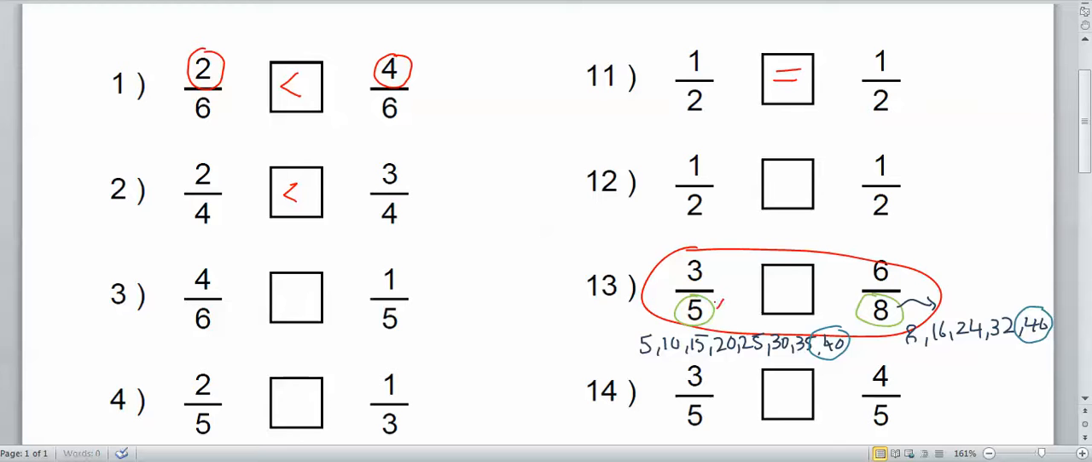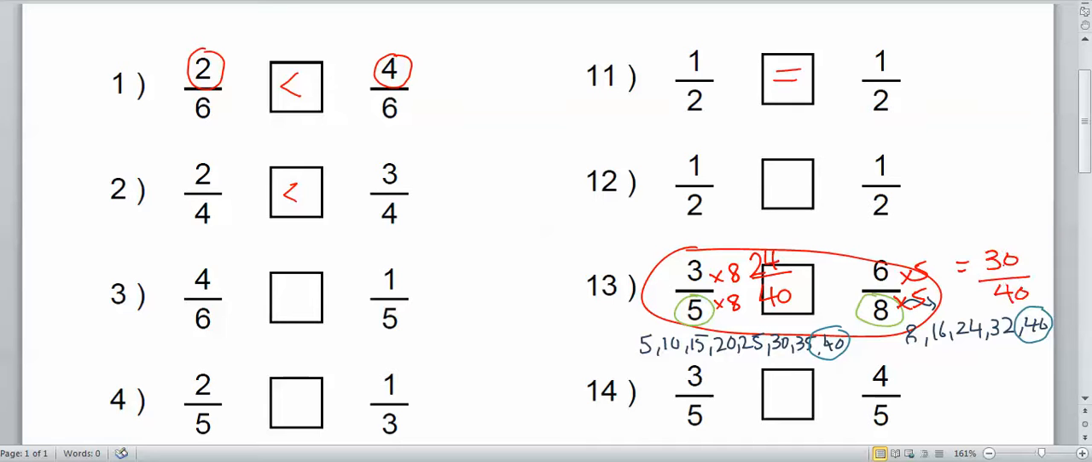So we need to multiply this side by 8, which means we have to do the same to the numerator. Otherwise, we've got something completely different. So essentially, it's the same thing. The equivalent fraction of 3/5 when we multiply both sides by 8 is 24 over 40. If we do the same over here, this time 8 needs to go to 40, so we multiply by 5, and we do the same to the numerator. So that is the same as 30 over 40.